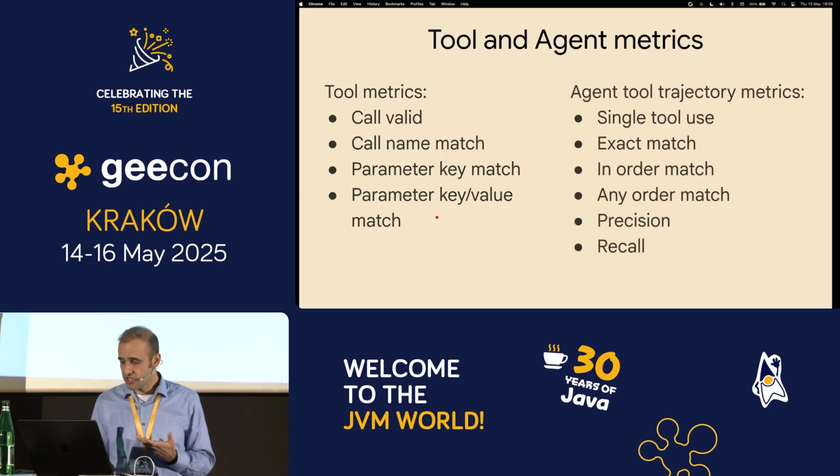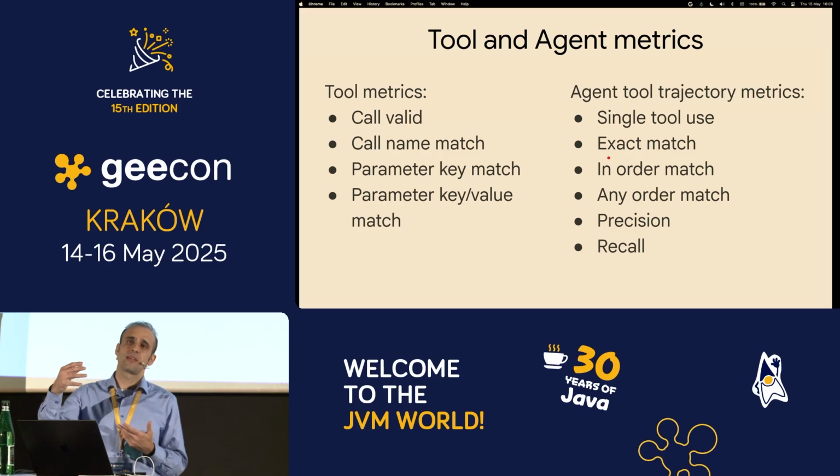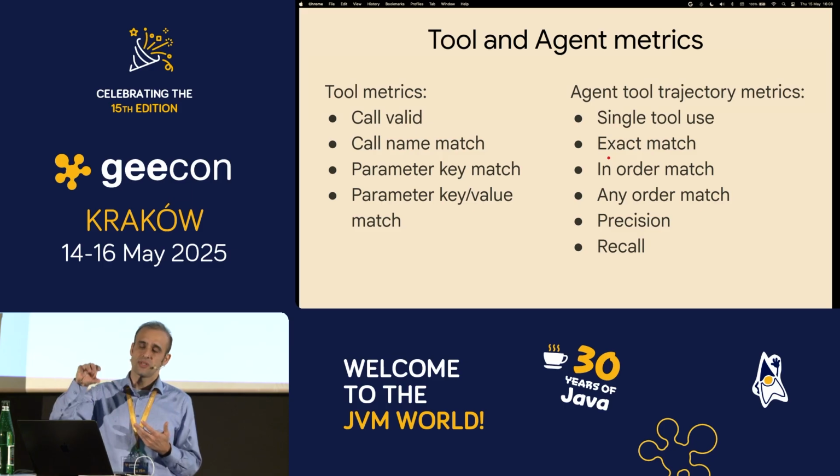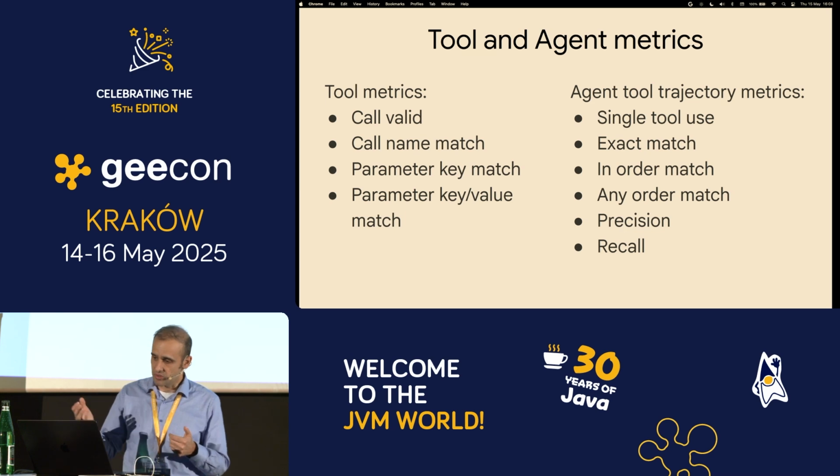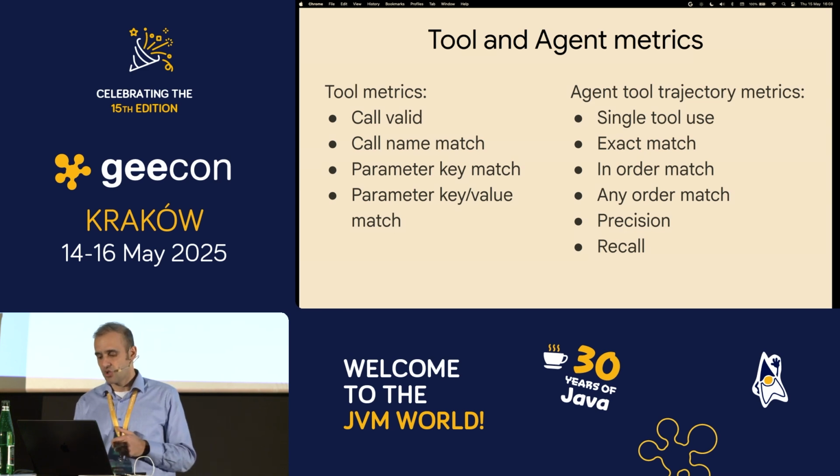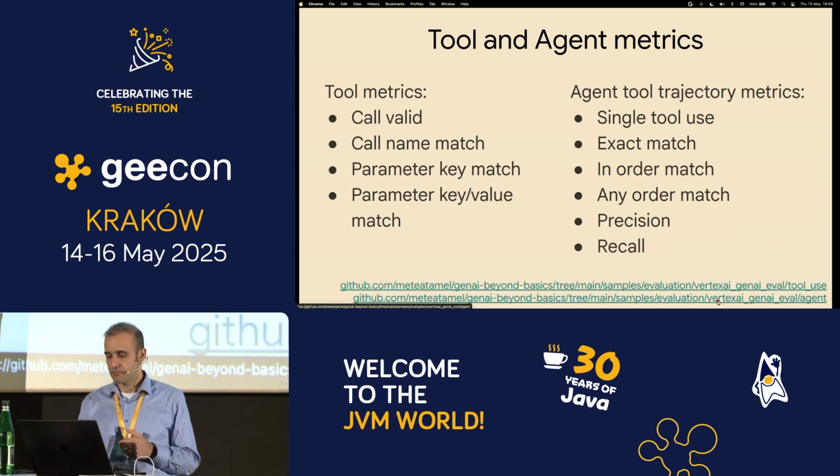And then in terms of agent metrics, you typically look at how the agent is calling the tools, so what's called the trajectory. That is, is it matching the trajectory that you expect, basically. And I show an example of this with Vertex AI and how you can measure these things.